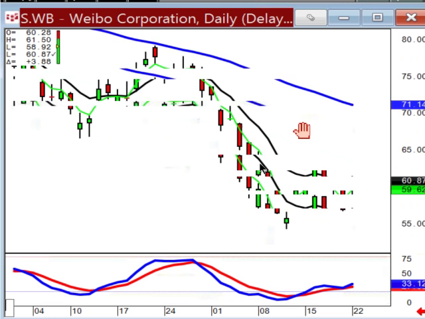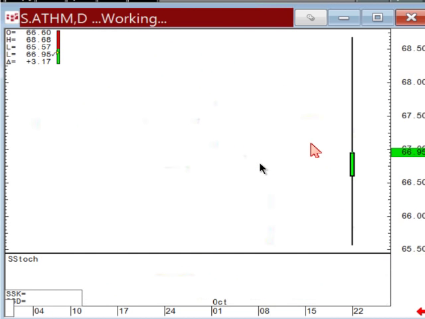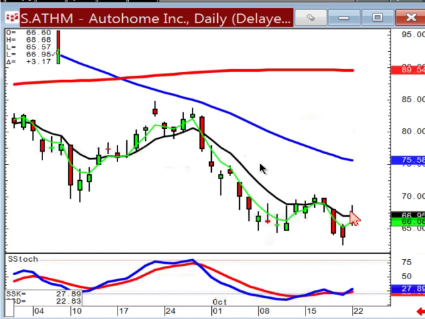Weibo. Notice where it opened today, at or above the open of the previous day. So what's this kind of setting up for? That if it started trading positive, what would you have? You'd have a bullish flutter kicker signal. ATHM, same scenario. If it opened positive, you have a bullish flutter kicker.